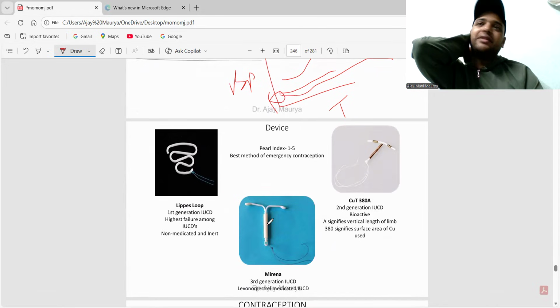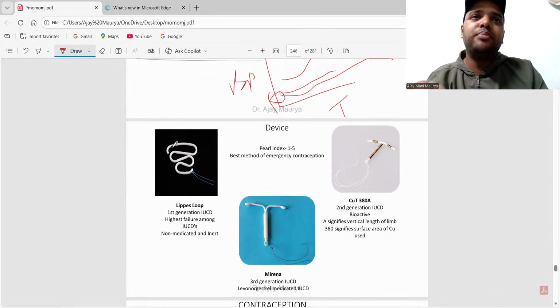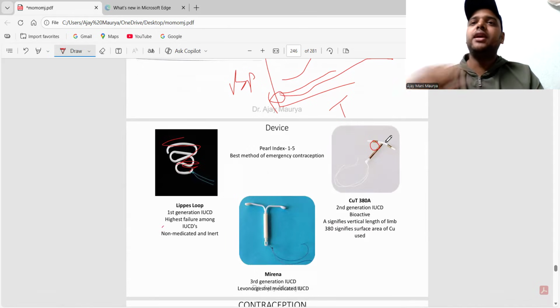These are some IUD devices. This is the Multiload, this is the Lippes loop, the first generation. It has the highest failure among all IUDs. This is the Copper T 380, the second generation. It will protect you for 10 years.